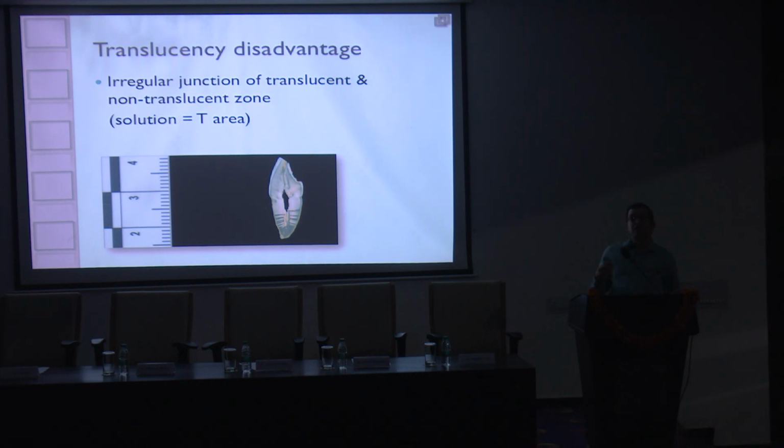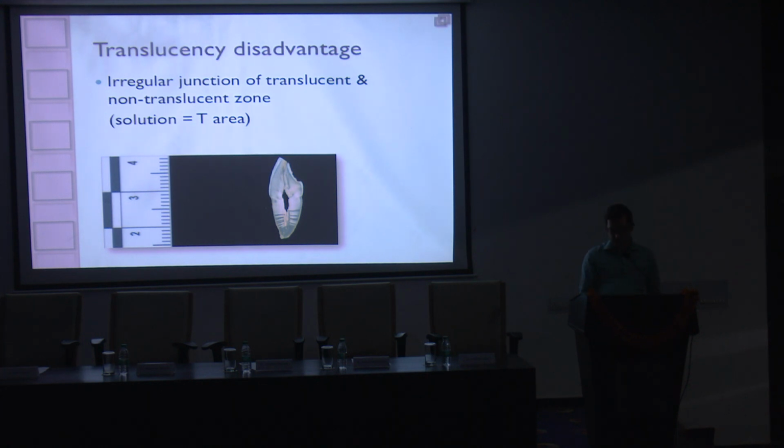So you see, this is another problem with translucency. The junction of translucent and non-translucent zone is sometimes ambiguous. So the solution may be to actually measure translucent area. Now we can use the same software which I just showed you to measure translucent area, but it's a little more complex. So I'll perhaps stop as far as translucency is concerned and focus on certain other methods.